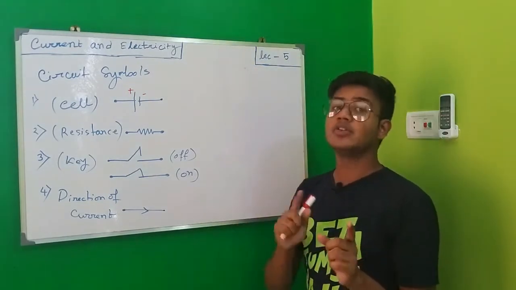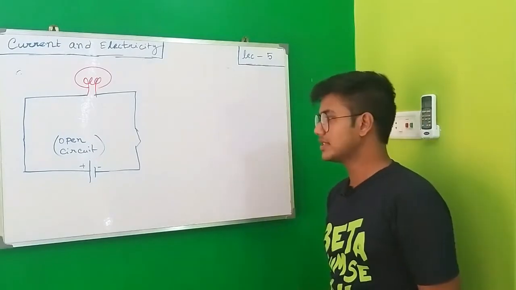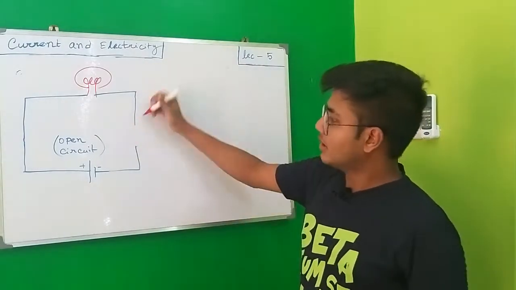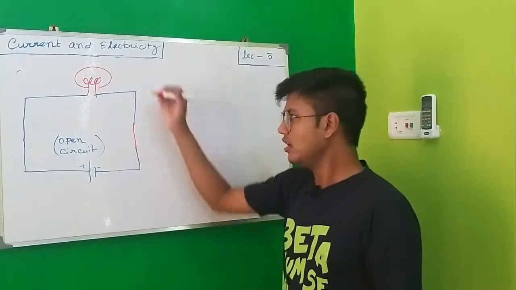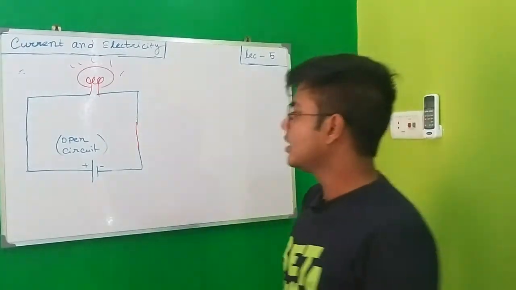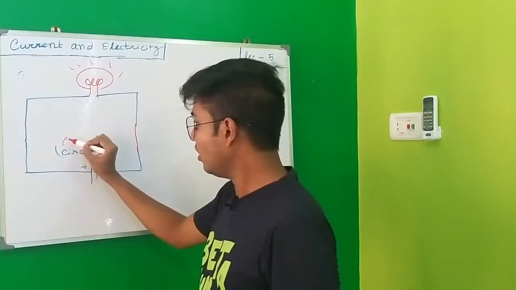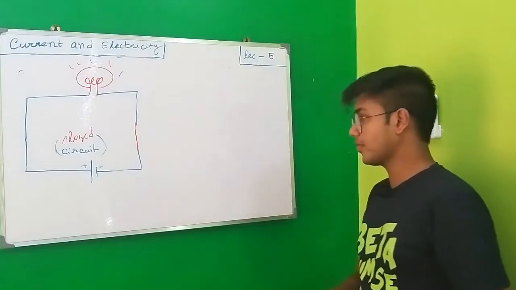Now we will draw some circuit. So let's switch it. Now we have a simple circuit, as you can see. If we add a bulb with a battery, then obviously it will glow. This circuit is known as a closed circuit. As you can see, the whole thing is closed right now.